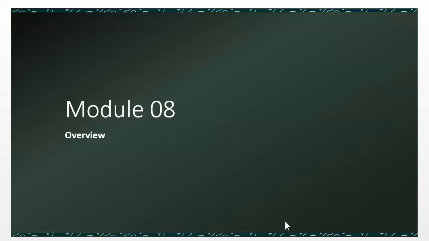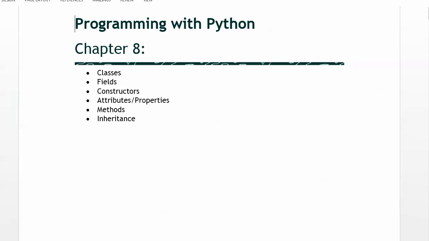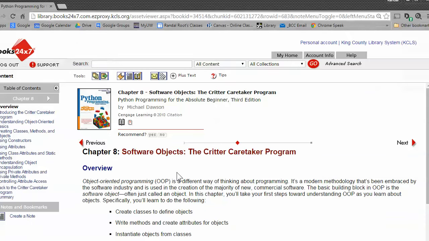Module 8 helps to prepare you for the reading assignment by talking about classes, fields, constructors, attributes, and properties, also methods and inheritance, and how they correspond to the book in Chapter 8. You learn about software objects and, of course, the classes that are used to make them.